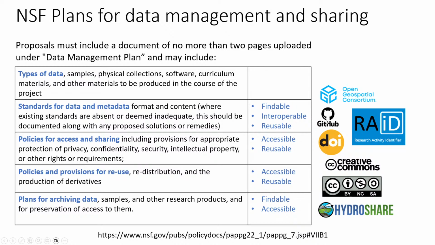To make my data accessible and findable, for example, I can use GitHub, and to make my data findable, I can use a DOI. To provide a license, this is an example of a license that I will provide: Creative Commons. For example, here this is by, this is non-commercial, and you cannot change this license.